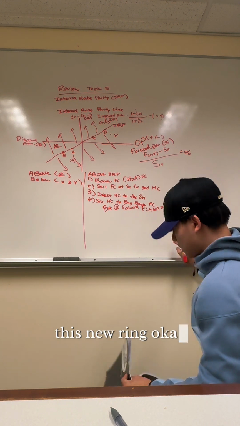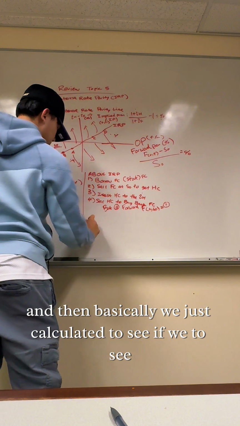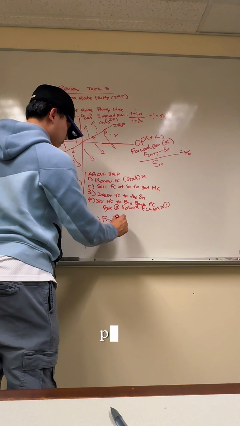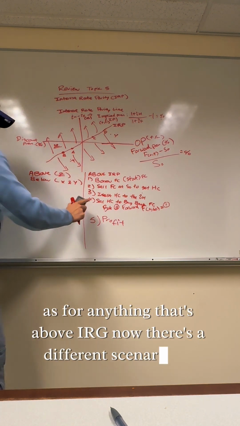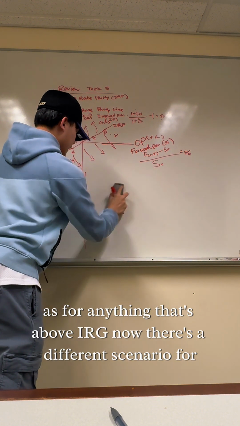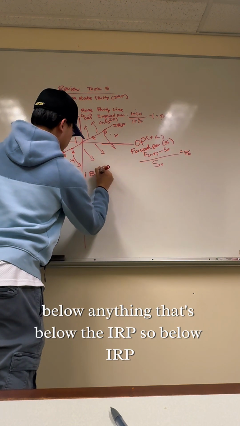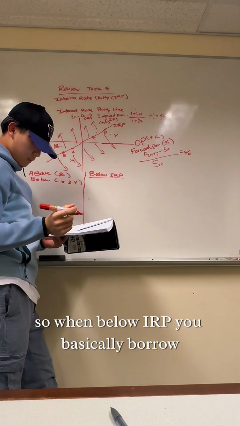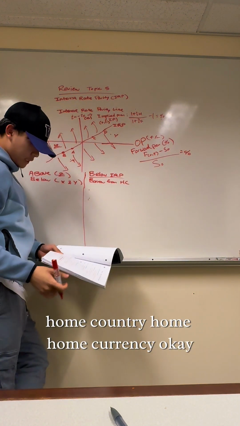And then we just calculate to see if we made a profit. That's for anything that's above IRP. Now, there's a different scenario for anything that's below the IRP. So, when below IRP, we borrow home currency.